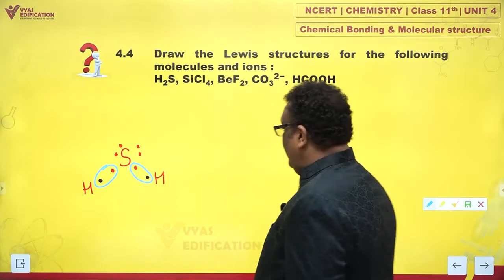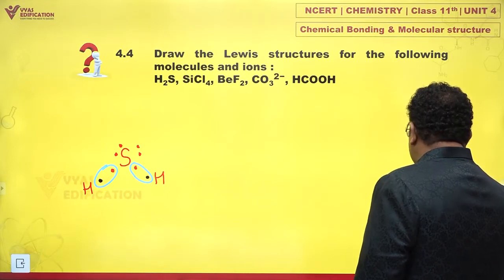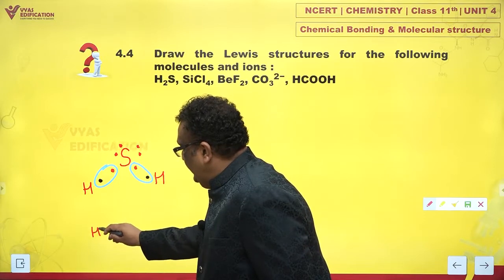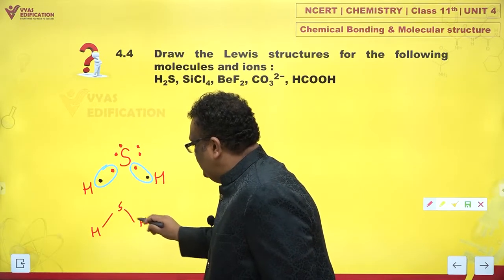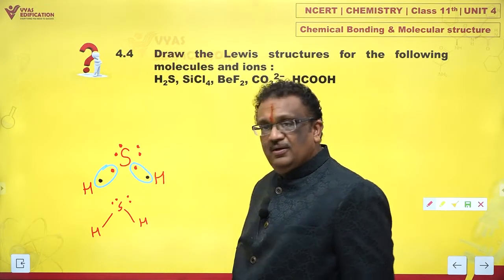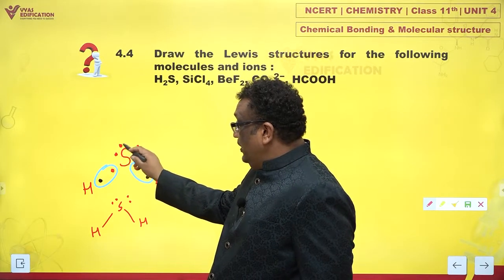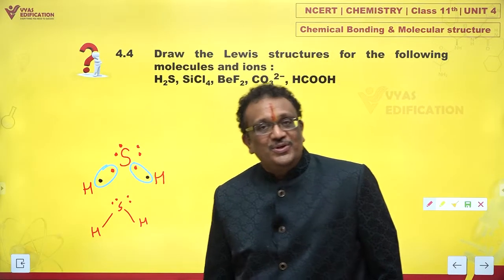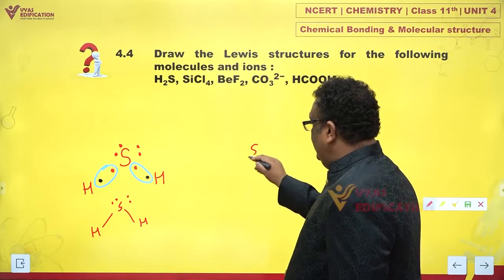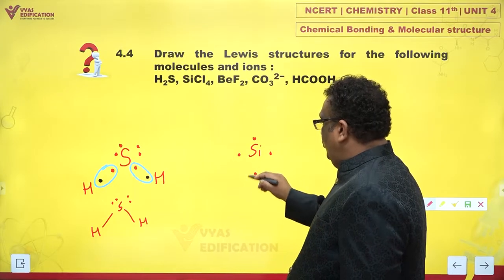So what do we get? You get H2S like this. Is it the Lewis dot structure? Yes, it is. Otherwise, you could also write it like this: H, S, H, and sulfur has 2 electron pairs which are just lying unshared. So these are also called lone pairs. H2S. What about SiCl4? Now silicon has 1, 2, 3, 4.